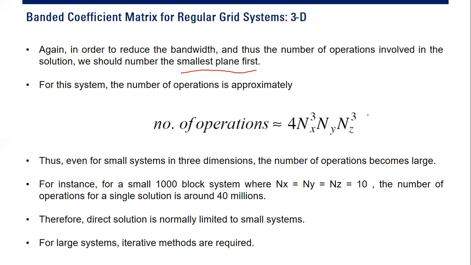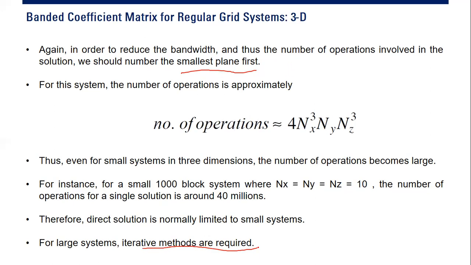For large systems, actually we need to use iterative methods. By direct solution, I mean we use the Gaussian elimination method, using a banded matrix like previously explained. It can normally be used for a small number of operations like that. But for large systems, iterative methods are required.